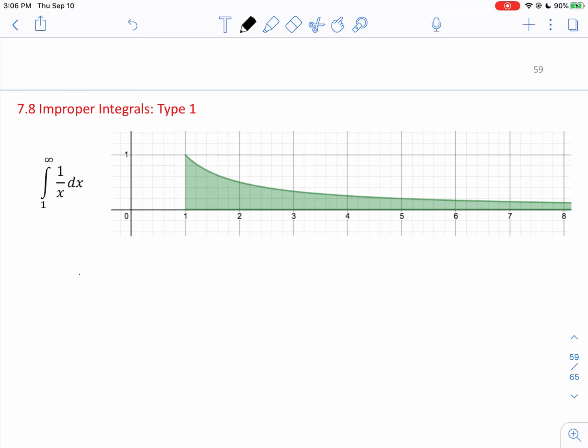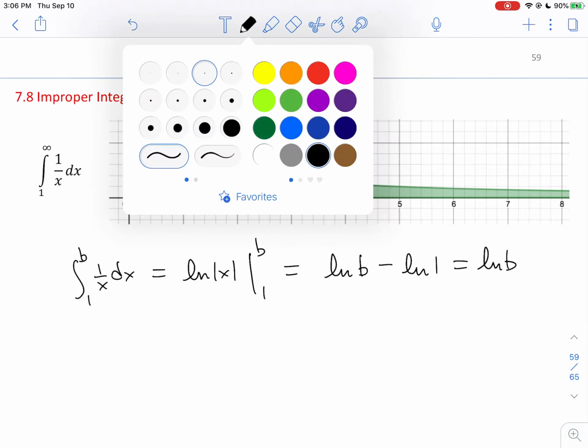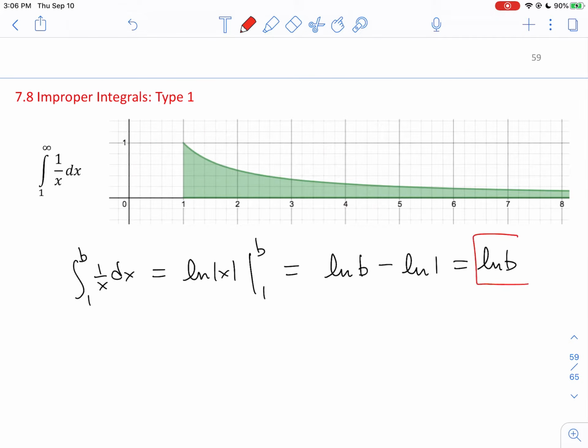Now the work we do here is very similar to what we did above. I'll do 1 to b, 1 over x dx. The antiderivative of 1 over x is natural log absolute x. Evaluate from 1 to b, so we get the natural log of b essentially. We're assuming b is more than 1, so b is positive. I don't need the absolute values on it. And minus natural log of 1, well that's 0, so we just get natural log of b. Well, now we just have to think what happens to this answer as b approaches infinity. Well, the natural log of infinity is infinity.